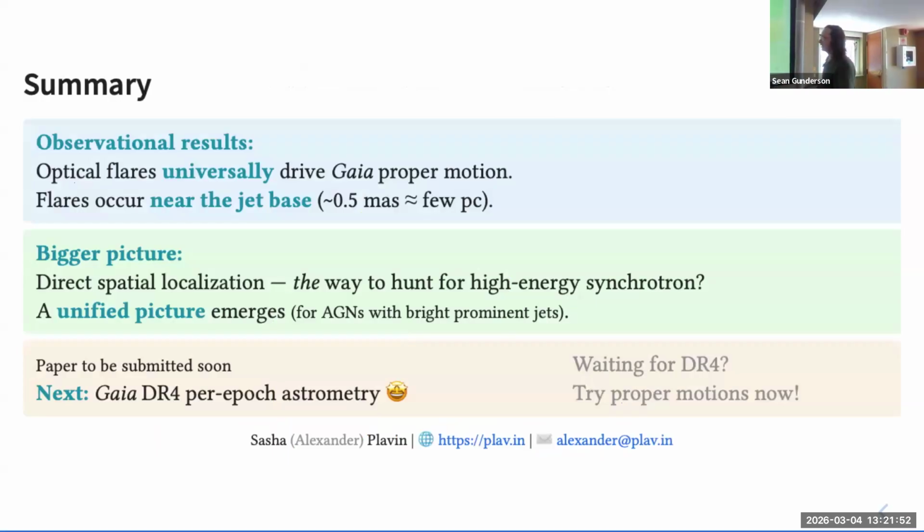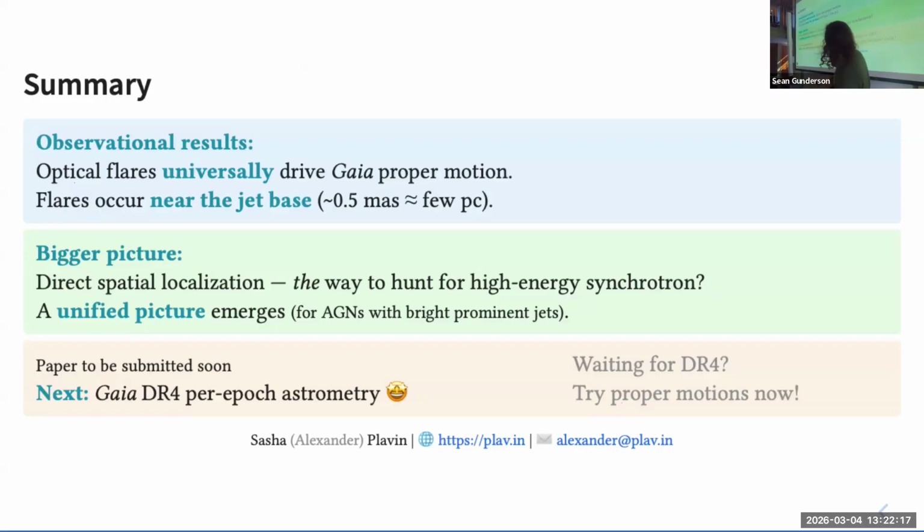So as a summary, the observational results we already have, without even per-epoch Gaia astrometry, are that optical flares basically universally drive Gaia proper motion for blazars. And the flares occur near the jet base, within a few parsecs of the so-called VLBI core, the radio jet origin.